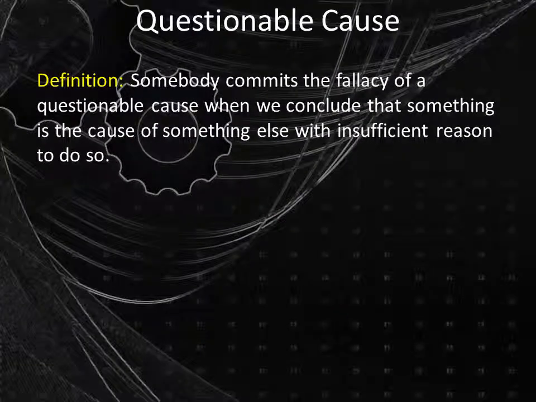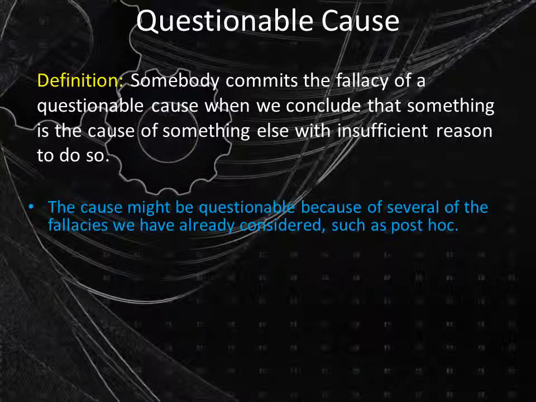Questionable cause. This fallacy is committed when we conclude that something was the cause of something else without sufficient reason or warrant for reaching that conclusion. There are several ways that we might fail to have sufficient warrant. Here are just a few. The cause might be questionable because of any of the fallacies regarding causation we have already mentioned, such as the post hoc fallacy, before, therefore the cause of, or the fallacy of ignorance.